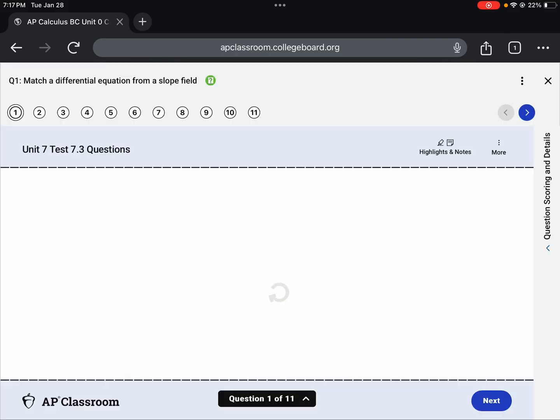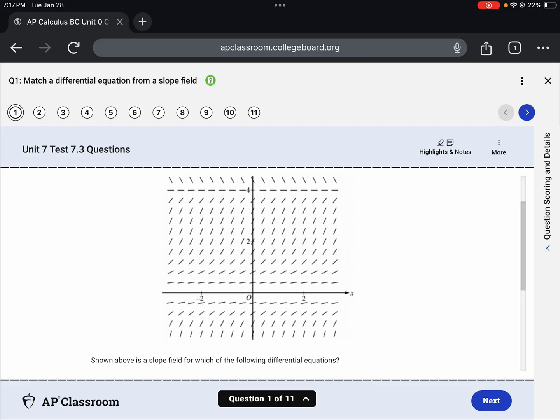All right, let's see. So 7.3. Oh, the slope fields. Yeah, you guys were having a hard time with the slope fields, which is understandable. They can be hard.